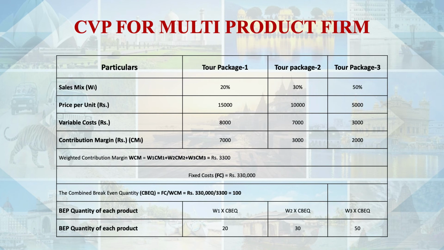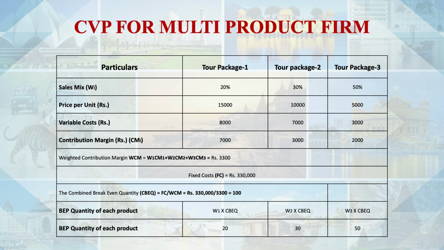Revenue is sales per unit, then variable cost per unit. In the first case, revenue is 15,000, variable cost is 8,000, so contribution is 7,000. In the second case, revenue is 10,000, variable cost is 5,000, so there is 50% contribution. In the third case it is different: there is less contribution, 40%. We can take weights of 20% business from the first, 30% from the second, 50% from the third, because more religious tours are going. Then we take the weighted average contribution: weight 1 multiplied by contribution 1, plus weight 2 multiplied by contribution 2, plus weight 3 multiplied by contribution 3. That average is 3,300 contribution. Fixed cost is 3,30,000.